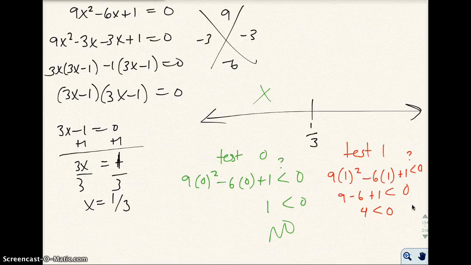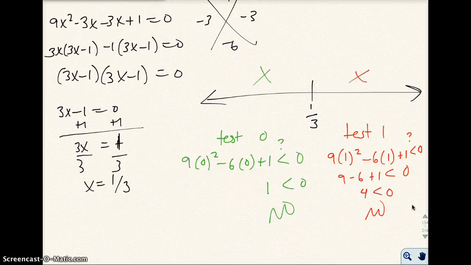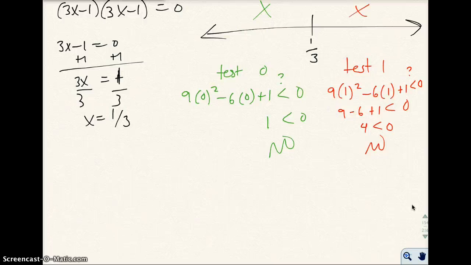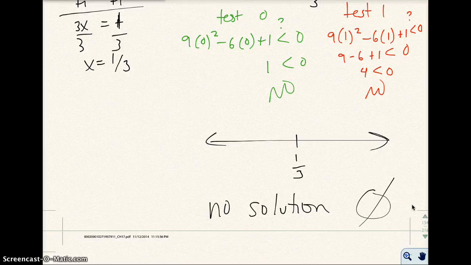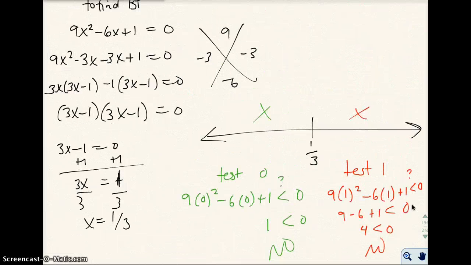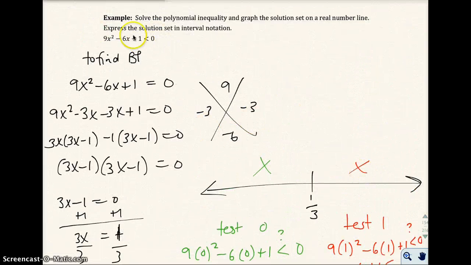And that's no. So when you graph the solution on a number line, you wouldn't shade anything in. And so there'd be no solution. You can write no solution, or you can use the symbol for no solution. That means no value that you can pick. There's no value of x that you could ever pick that would make this side of the inequality less than 0.